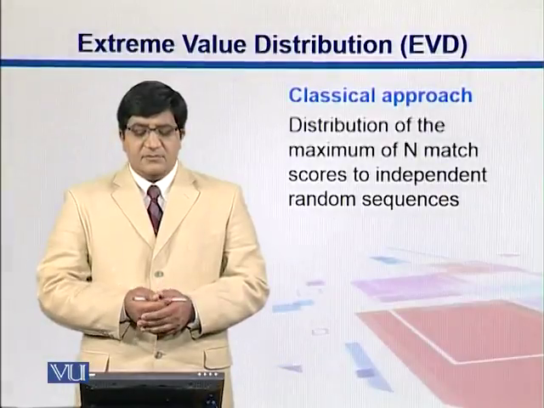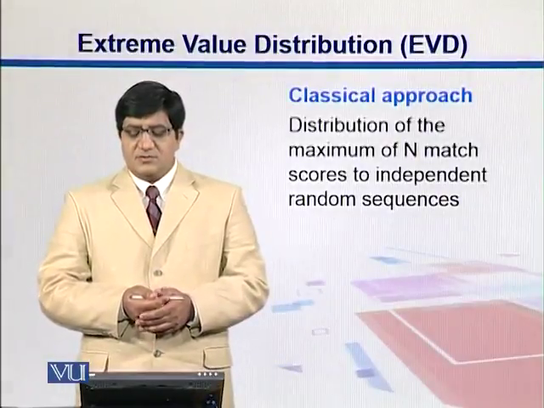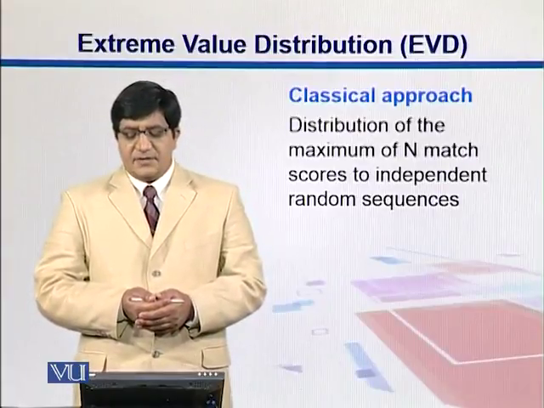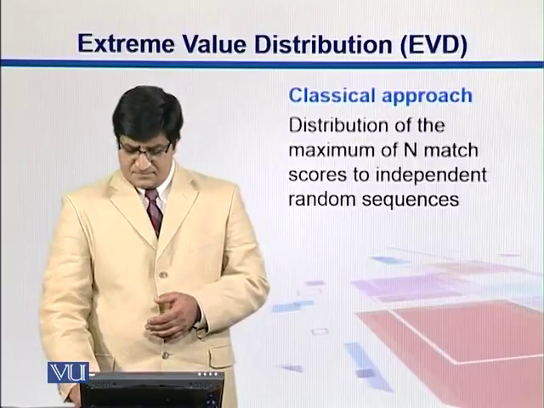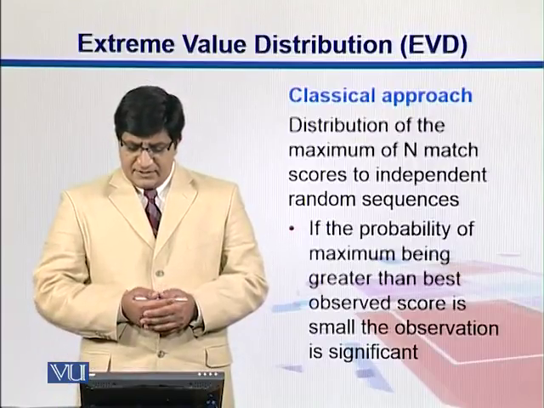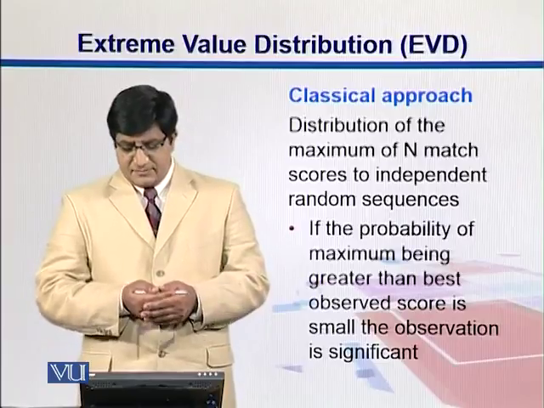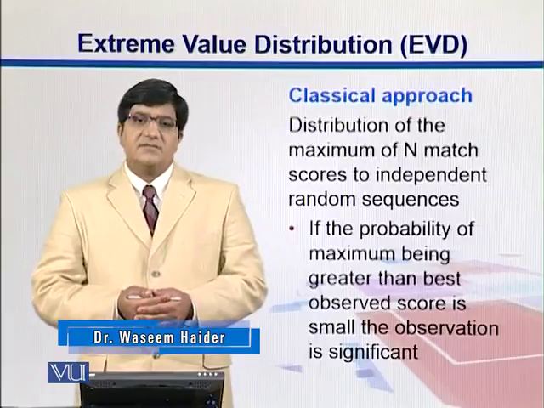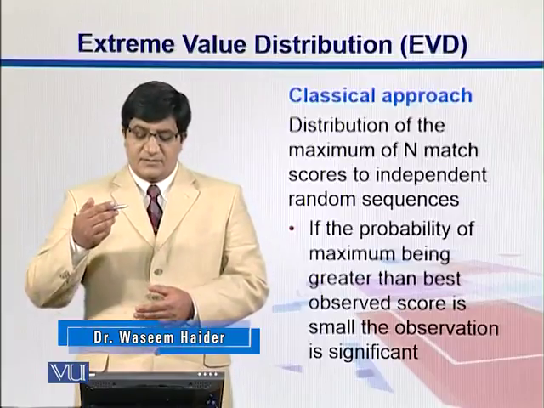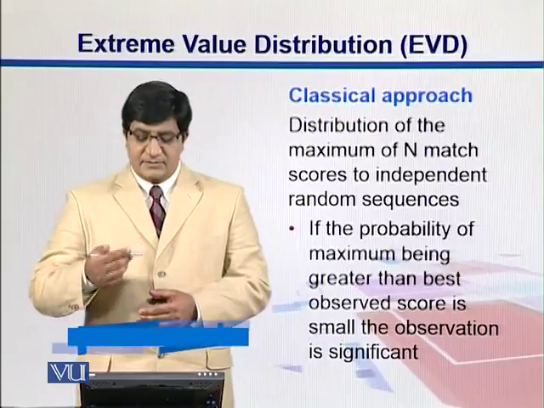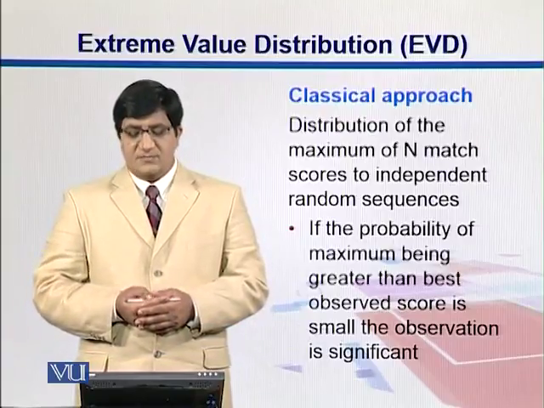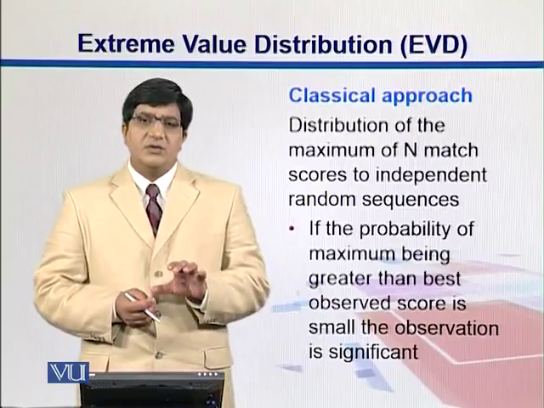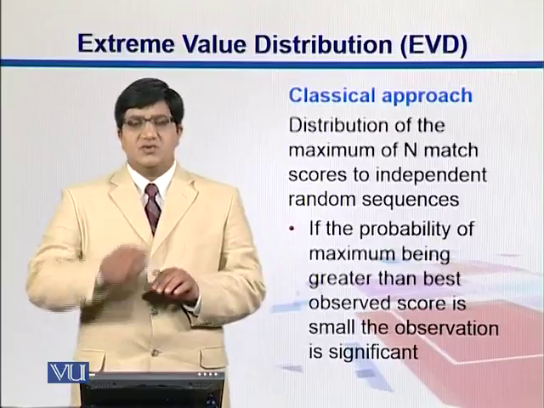So extreme value distribution is a classical approach. It is the distribution of the maximum of n match scores to independent random sequences. If the probability of the maximum being greater than the best observed score is small, then the observation is significant. In order to have the probabilities, we generally go for the left tails of those distributions.